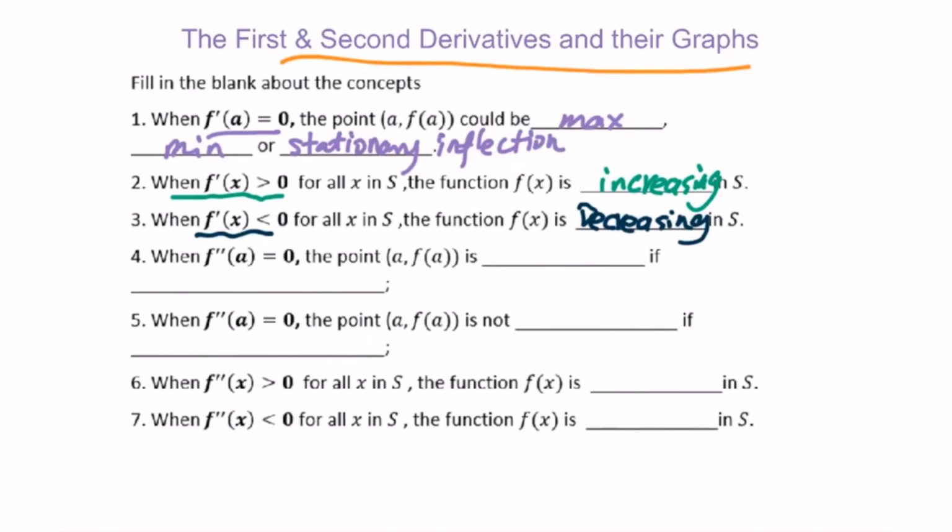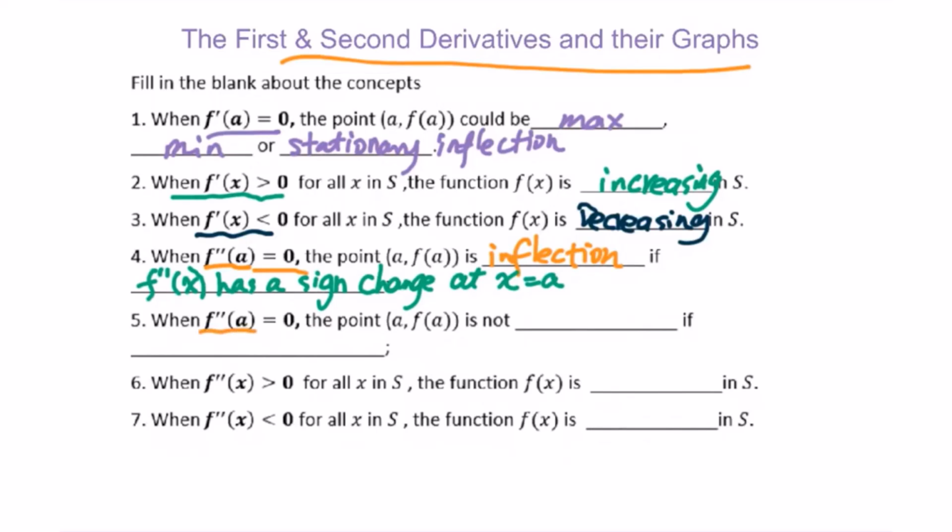When f double prime of a equals 0, the point (a, f of a) is an inflection point if f double prime of x has a sign change at x equals a.